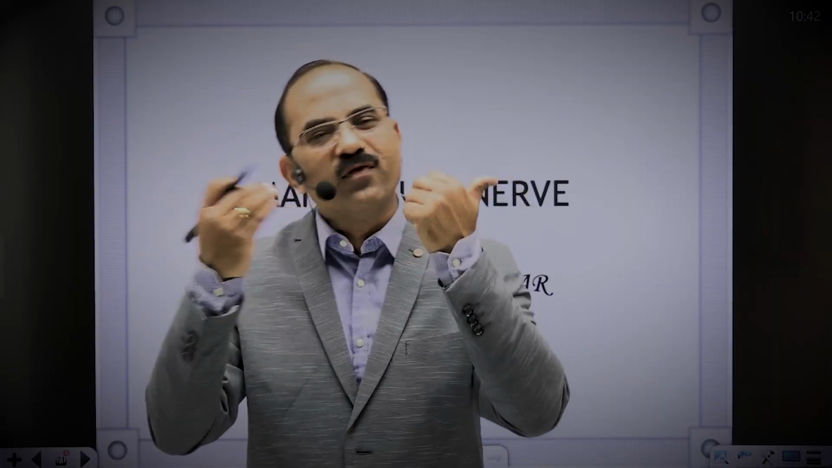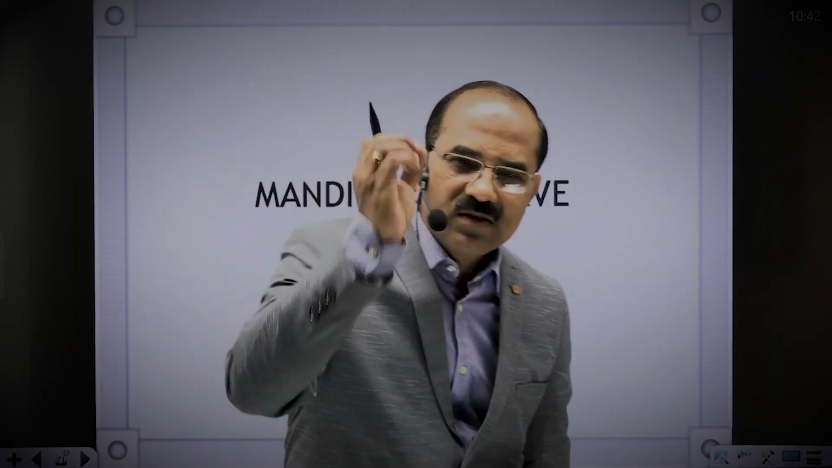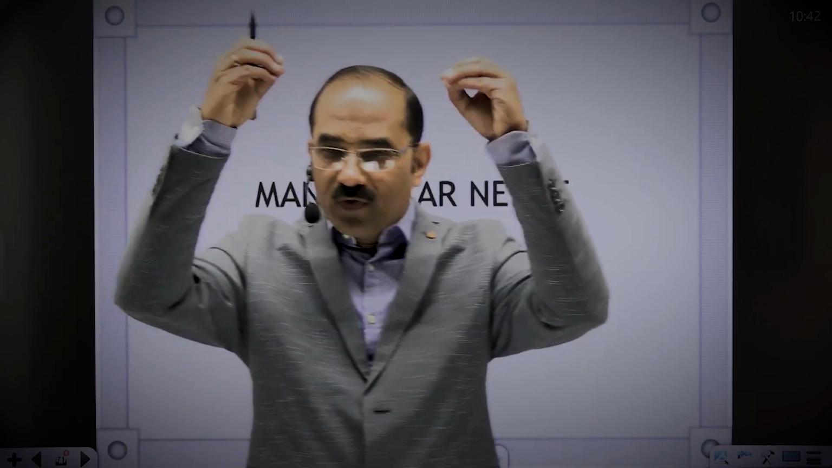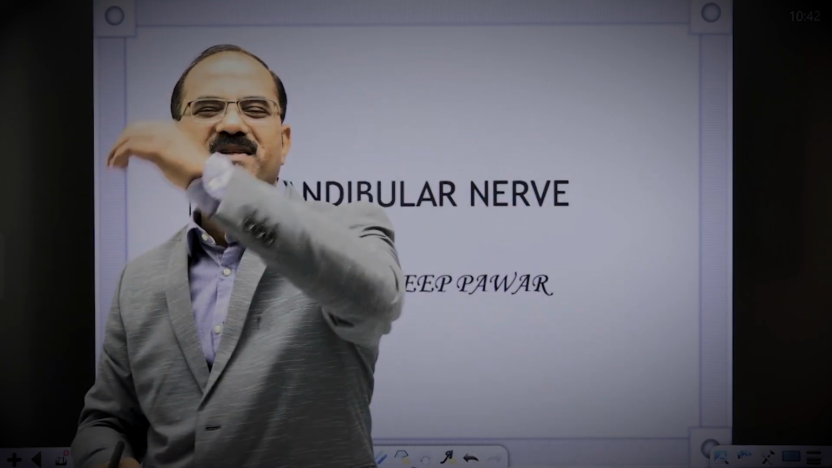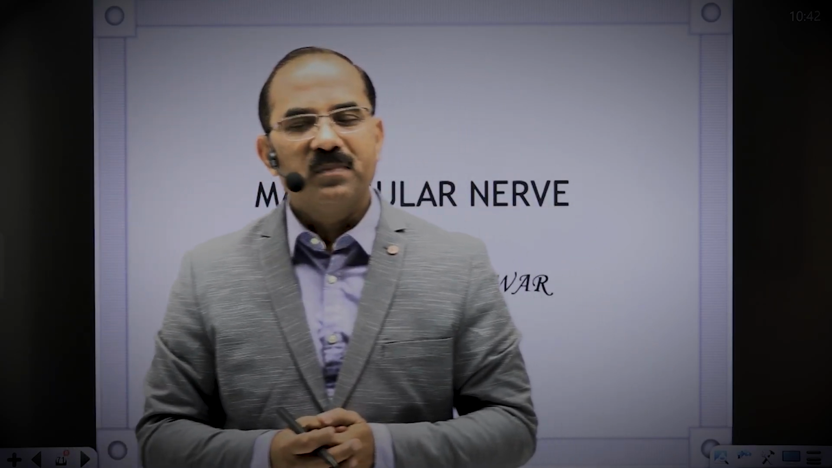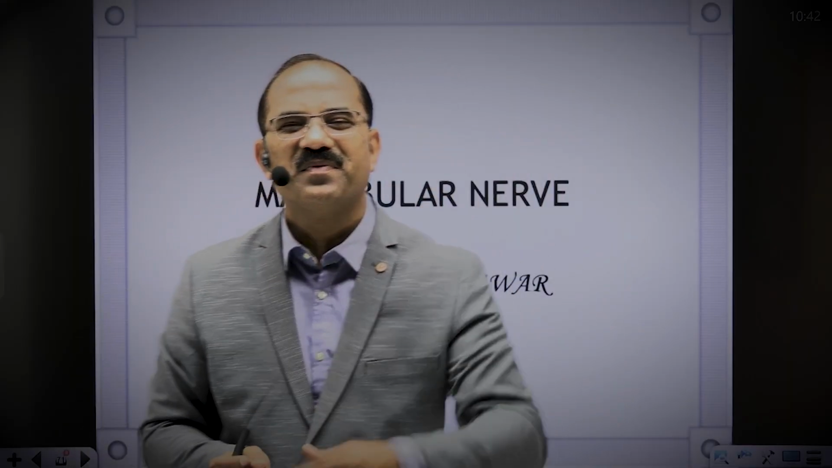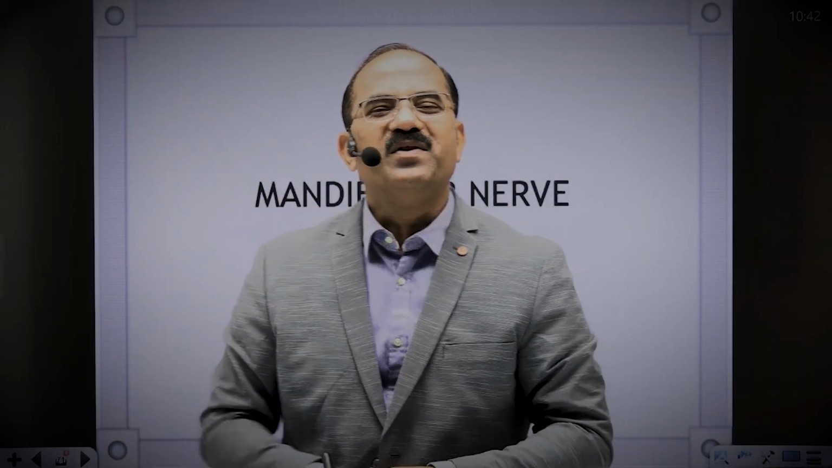Trigeminal nerve gives three branches. One is the ophthalmic division, one is the maxillary division, and the third one is the mandibular division of trigeminal nerve. Now, this mandibular division gets out through a foramen of the skull. Come on, students, can you answer this? The mandibular nerve gets out through which foramen of the skull? Any guesses? Yes, very good. The foramen ovale. Excellent. Very good to all of you.